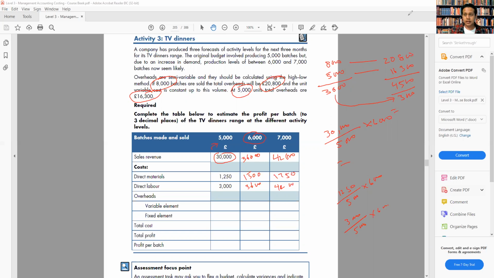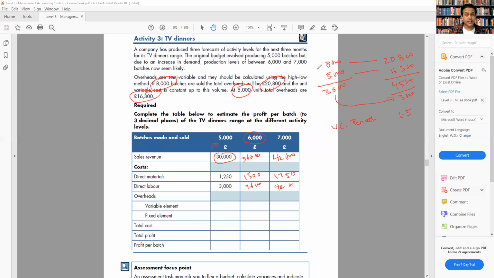Can I have the figure? How much is the variable cost per unit? So 4,500 divide 3,000, 1.5. So variable cost per unit 1.5. Very good. Now we have to find the fixed cost.